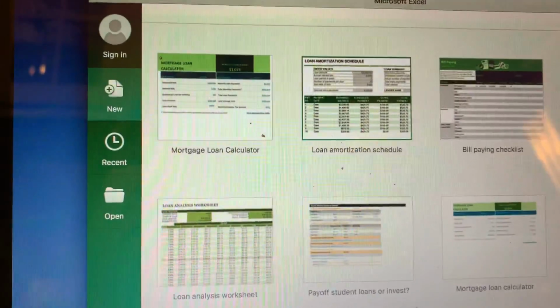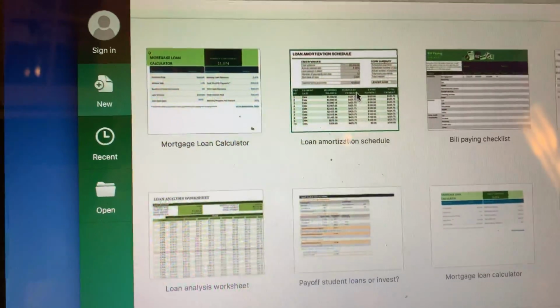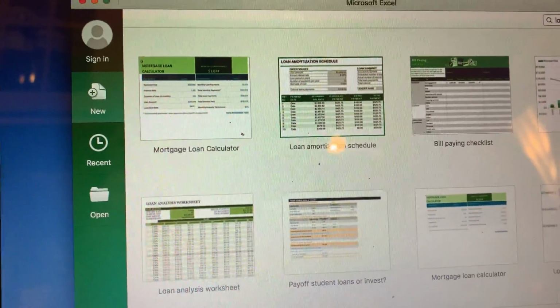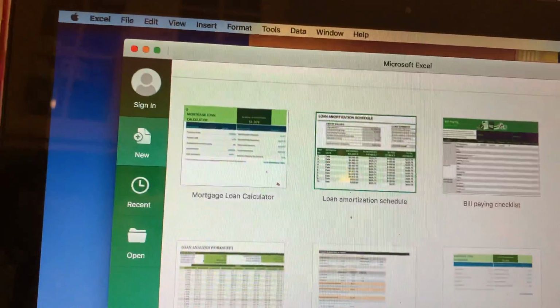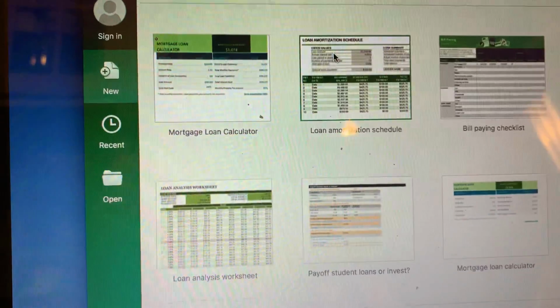Someone asked me to model the first one, so I figured I'd help you guys out. So I go into Excel, I go into New, Loan, and now I'm going to do Loan.